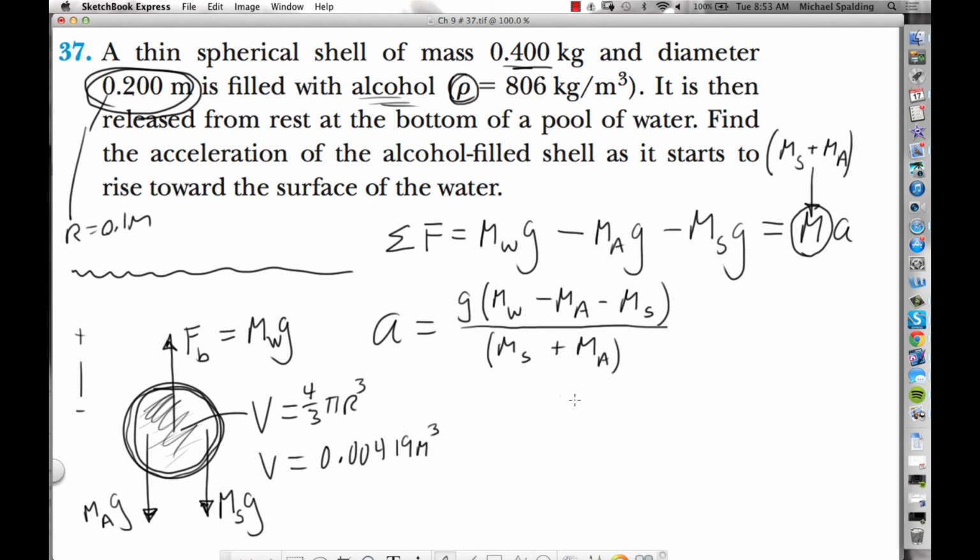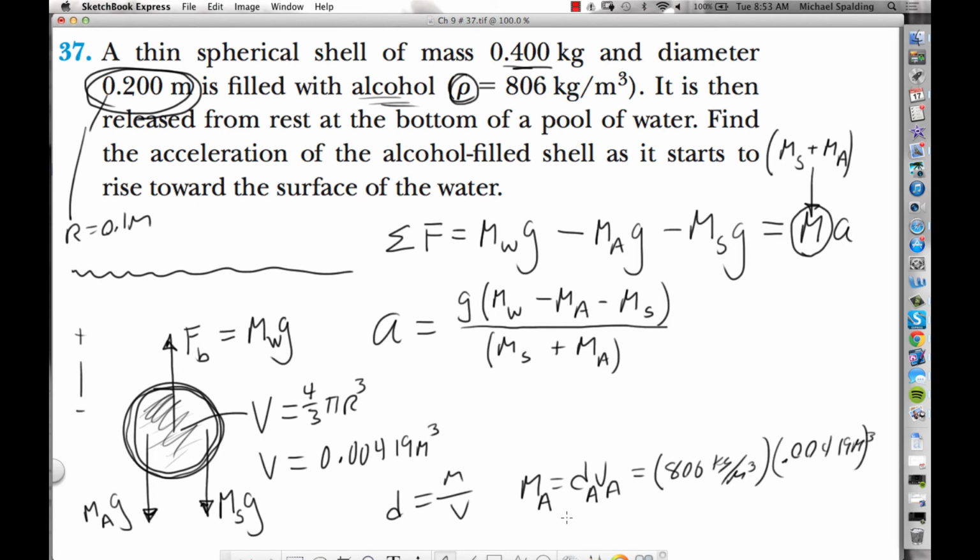So now how do we get mass? Well, density equals mass over volume. So what's mass going to be equal to? Density times volume. So we do this for the water and for the alcohol. For example, let's do alcohol. So mass of the alcohol is going to be density of the alcohol times volume of the alcohol. The density of the alcohol is 806 kilograms per cubic meter, and then multiply that by our volume, 0.00419 cubic meters. So we end up getting mass of alcohol to be 3.376 kilograms.